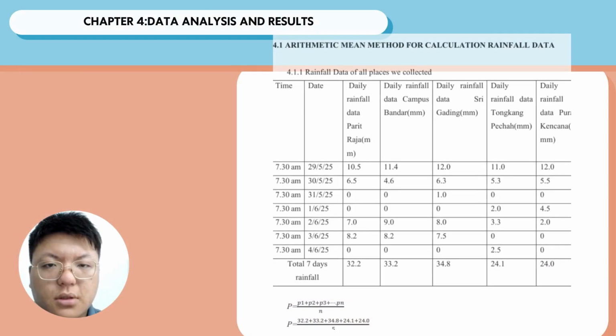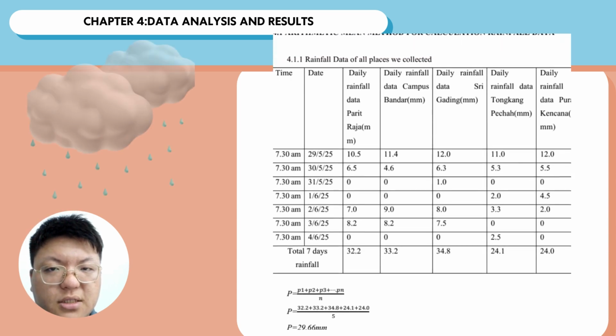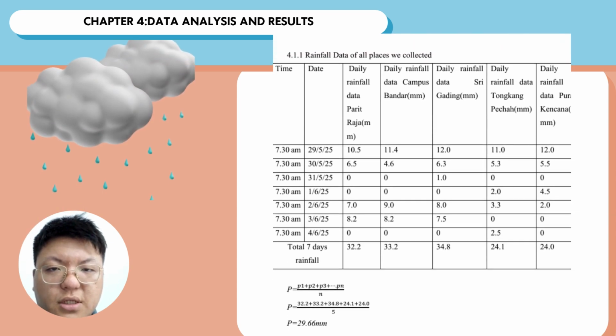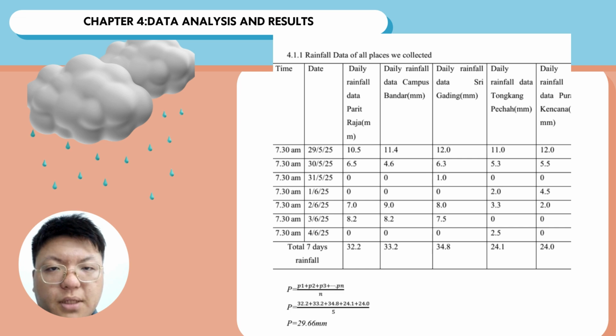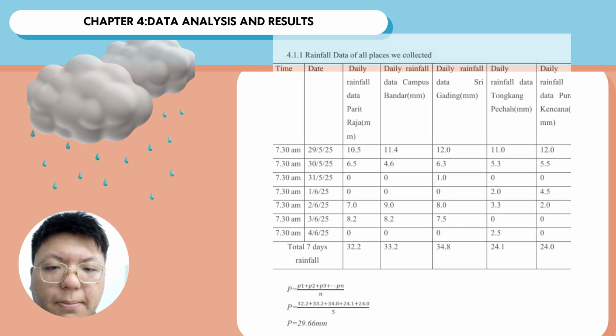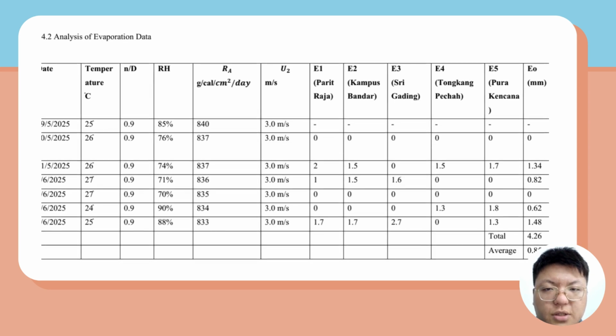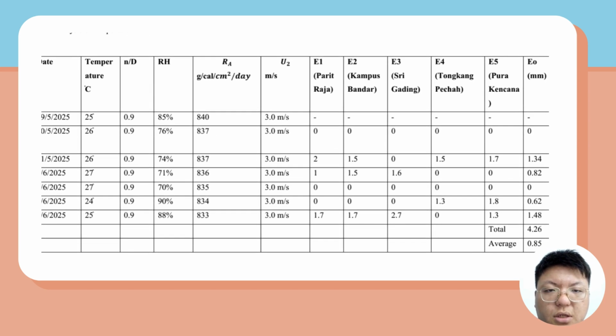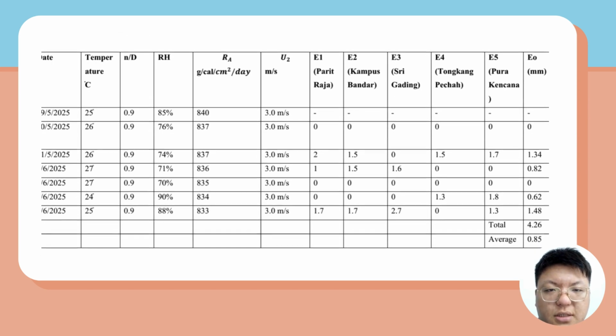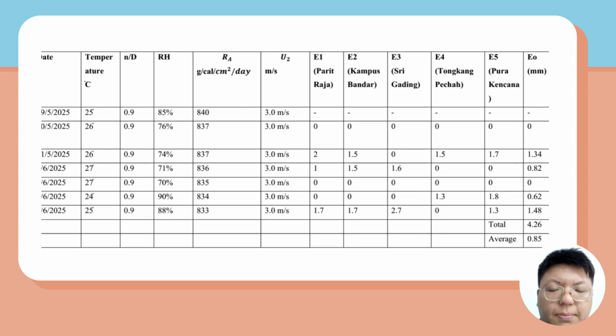Thank you. Now I will present about the data analysis and results. For the rainfall data, we use the arithmetic mean method for calculation of the 5 locations of rainfall data. We can get that the precipitation of the 5 locations is 29.66 mm. And next, for the evaporation data, the total of the average of 5 places is 4.26 mm and the average for each place is 0.85 mm.